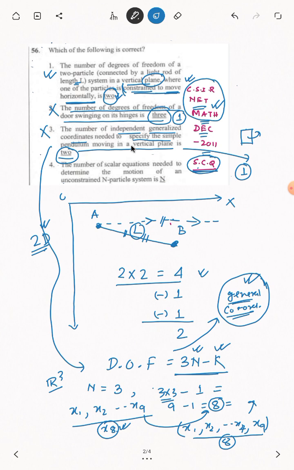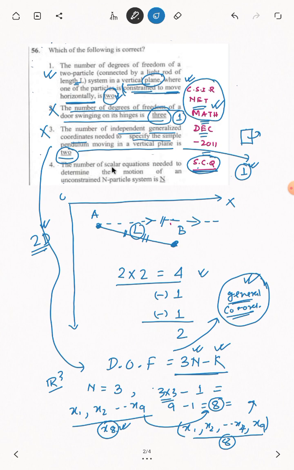Those of you who are new to this platform, please visit for the simple pendulum, or rather the motion of the simple pendulum, where the DOF has been discussed in detail. There you can get all the information about the simple pendulum, or rather the DOF of the simple pendulum. But it was 1. So here it is given to be 2. So this option is also false.